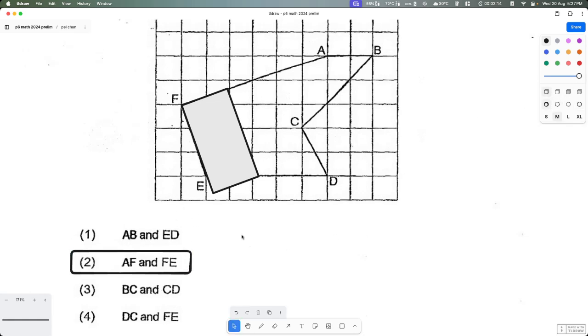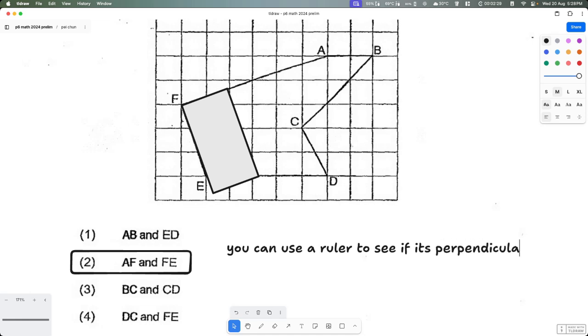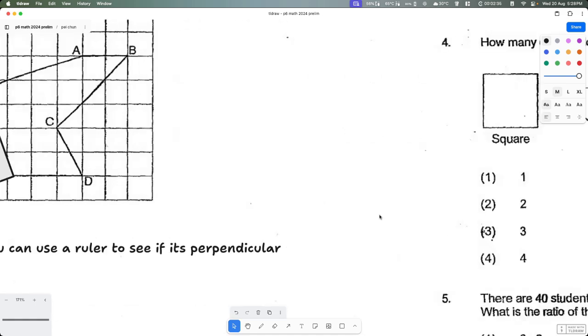So yeah, you can use a ruler to see if it's perpendicular. That's about it. So this is my ruler. There you go. Let's move on to the next question.